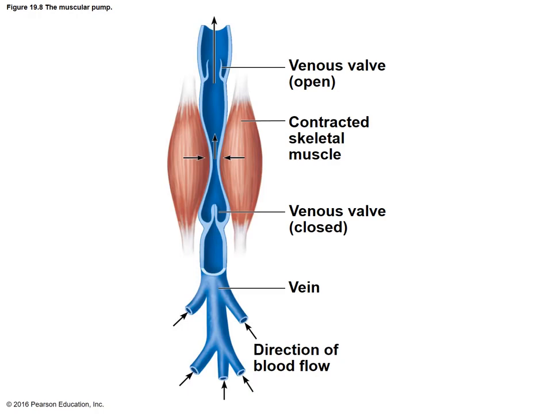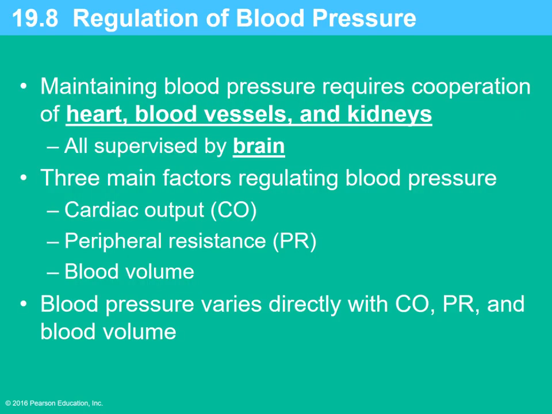So this is showing that milking action of the skeletal muscles. It also shows the valves. So obviously it's a coordinated effort to keep that blood flowing and maintaining the blood pressure at appropriate levels. And so it's a cooperation and maintenance between the heart, the blood vessels, and the kidneys are going to play a role. And the brain obviously is controlling all this. And so there has to be a very well coordinated aspect to this.